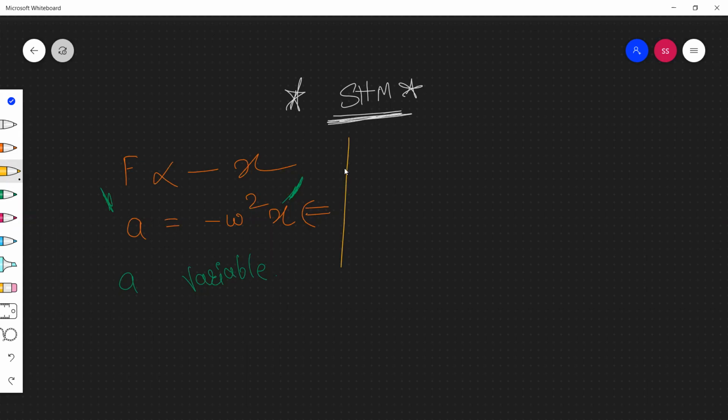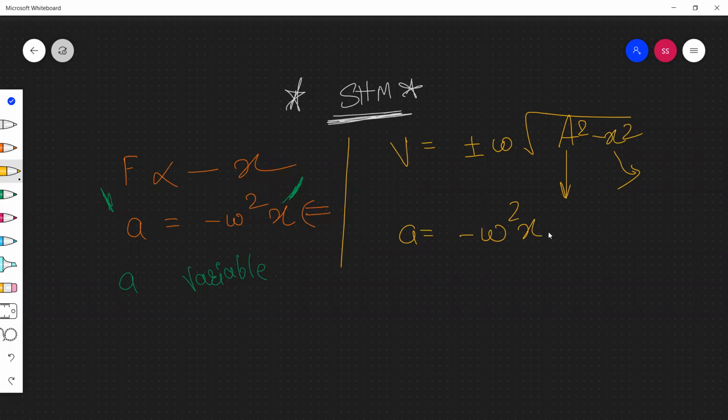Now, the velocity in case of SHM with respect to displacement is given by v is equal to plus or minus omega under root of a square minus x square, where x is the displacement from the mean position, or position with respect to mean point, and a is the amplitude, and acceleration is given by a is equal to minus omega square x.